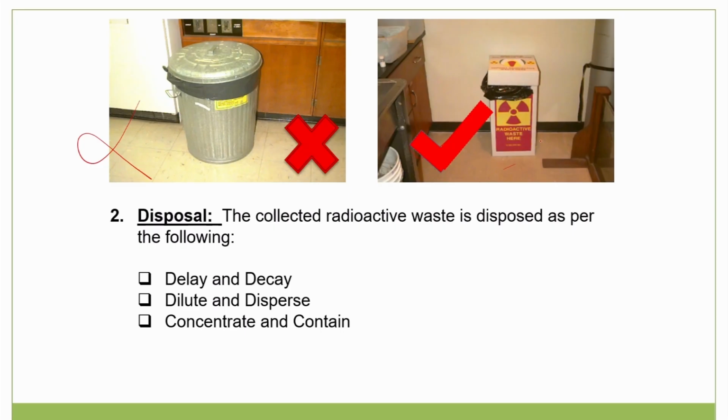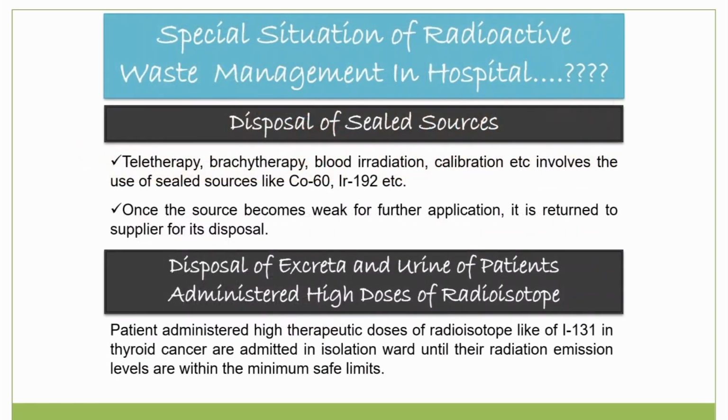radioactive symbol, and it should be made up of a lead material with sufficient shielding, depending upon the material which is going to be disposed or stored for a long time. So the collected radioactive waste is disposed as per the following: delay and decay, dilute and disperse, concentrate and contain, which we already discussed.